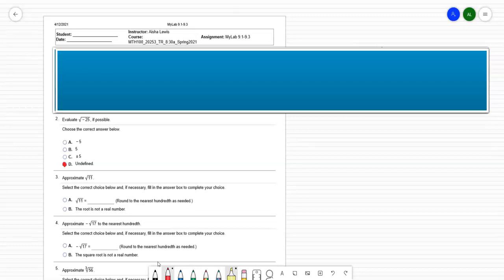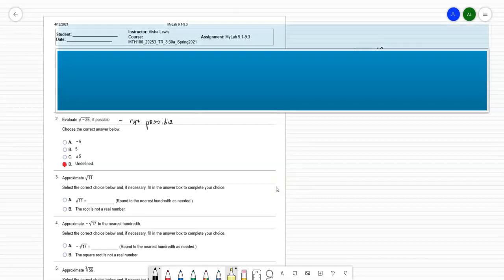25. A positive 5 times a positive 5 would be a positive 25. So the square root of this negative number is undefined. It's not possible. All right, moving to number 3.